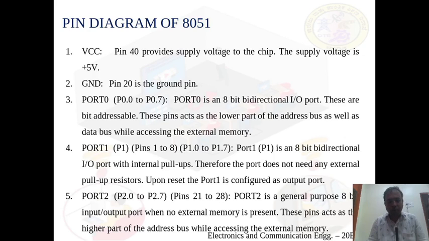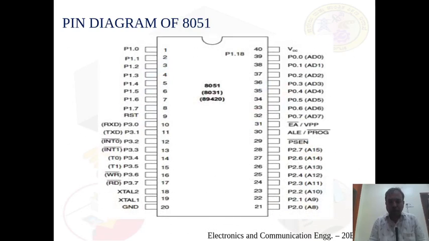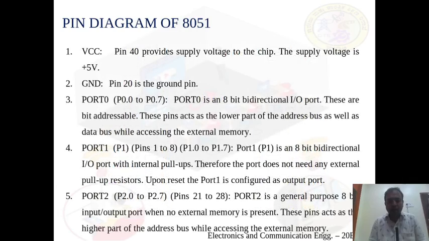Coming to the port 2, in the port 2 also we have total 8 pins P2.0 to P2.7. This port 2 also acts as a bidirectional IO port when there is no external memory, and these pins will act as a higher part of the address bus while accessing the external memory.